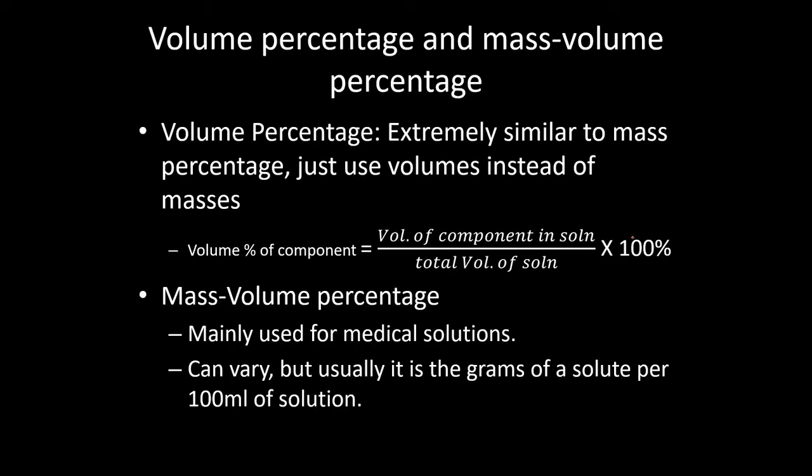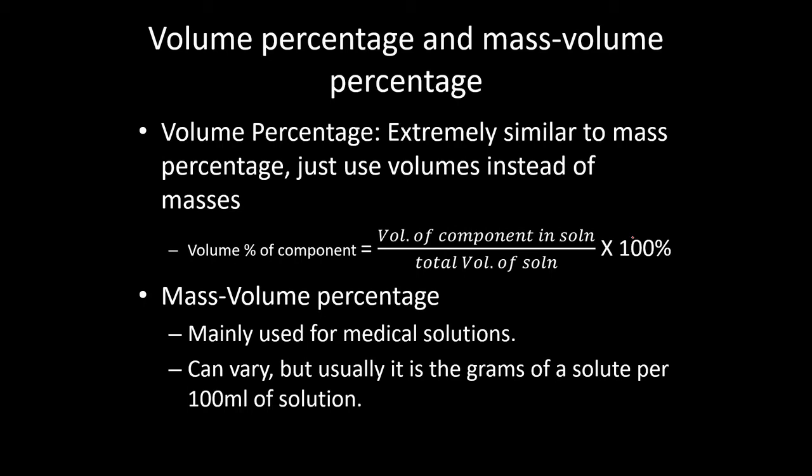Another unit that is fairly often used is volume percentage. This is especially useful in medical settings, which is the same for the next one as well, the mass to volume percentage. So volume percentage is exactly the same as mass percentage, just with volumes instead of masses. So the volume percent of a component is the volume of the component in the solution divided by the total volume of the solution times 100%. And the mass volume percentage is usually going to be the grams of solute per 100 mils of solution.